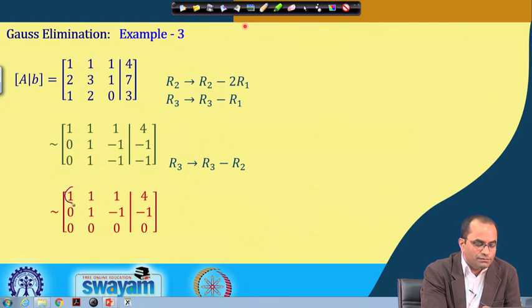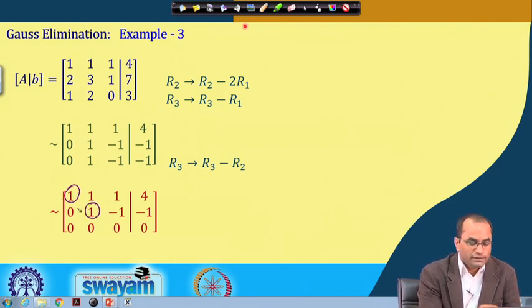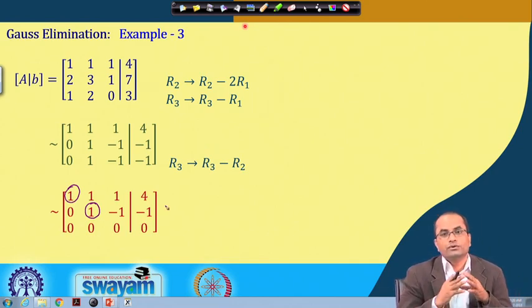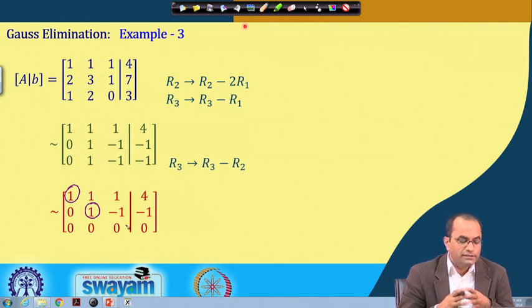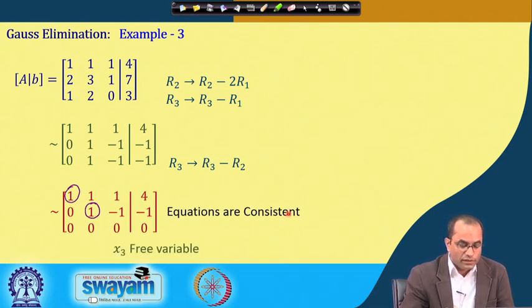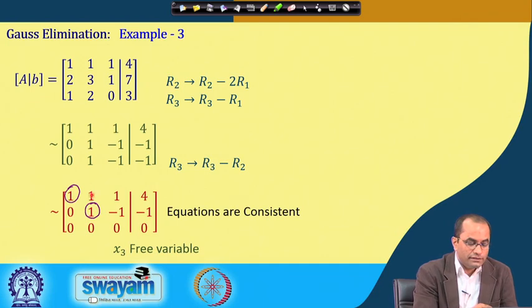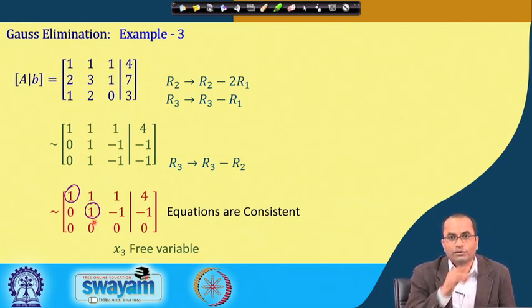So, what we have: this element is a pivot, and now going to column number 3, or row number 3, we do not have any pivot. So, no problem. But at least the rightmost column also does not have a pivot. So, the system is consistent. Consistent means we will have solutions, and indeed in this case, the equations are consistent and the number of pivots is less than the number of unknowns. In this case we are getting only 2 pivots and there were 3 unknowns.